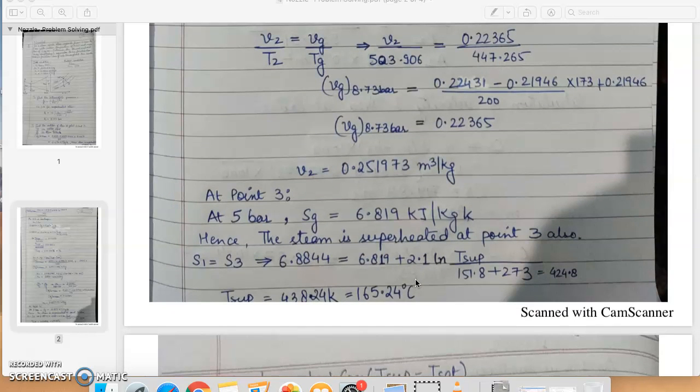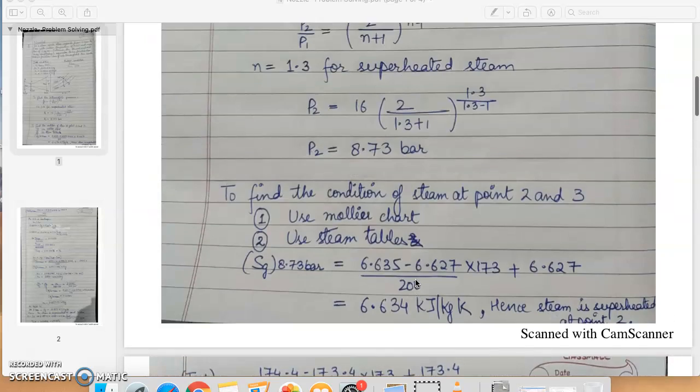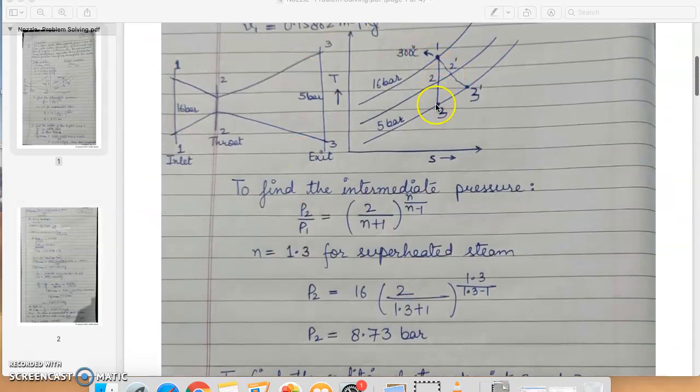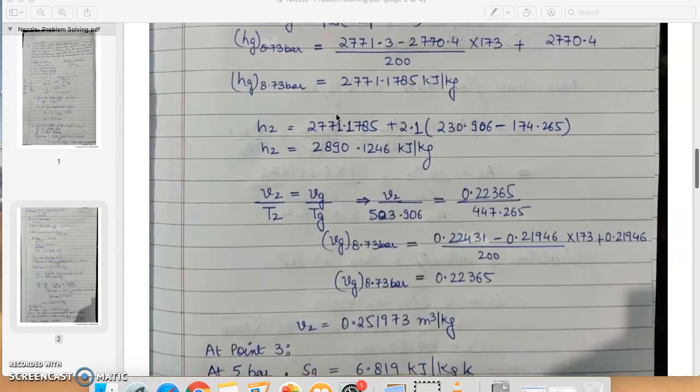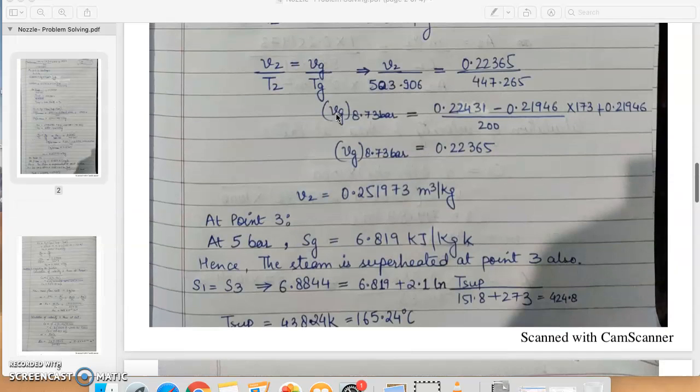Now for the point 3. Point 3 is which point? It is this one. Fine. And it is the exit condition. The pressure for it is given as 5 bar. So at 5 bar we will not need interpolation further. So Sg is 6.819 and the S1 is equal to S3 was found to be 6.88. So comparing these, we find that the condition at 3 is also superheated.